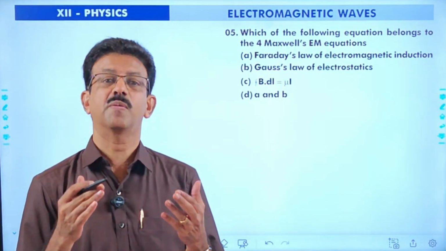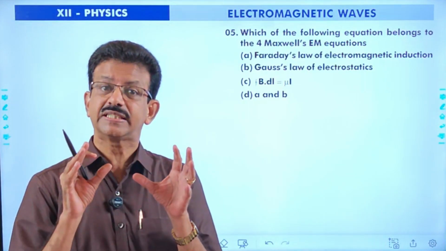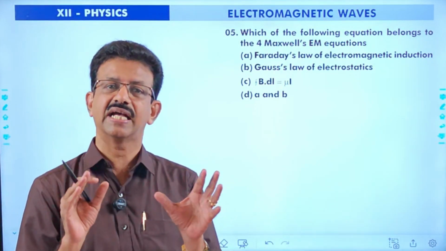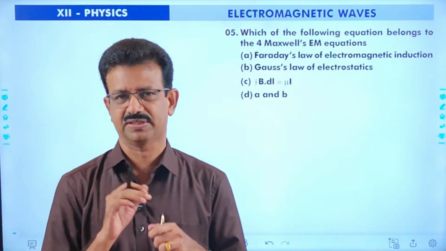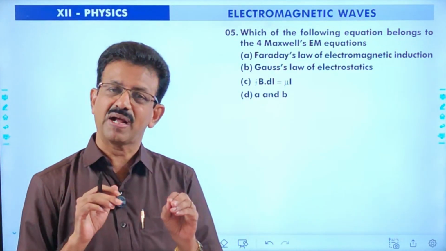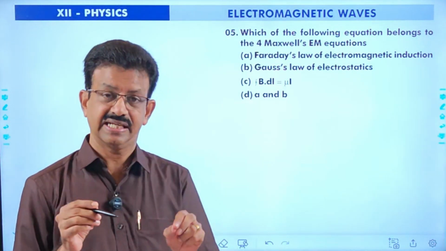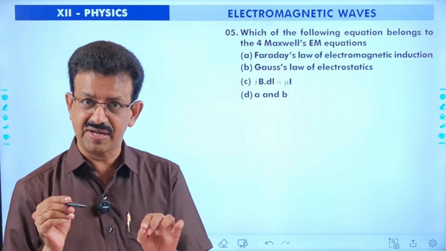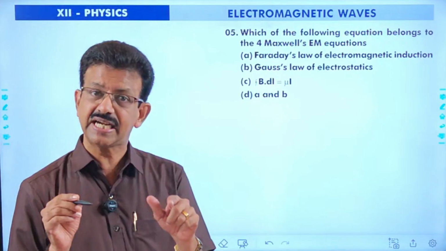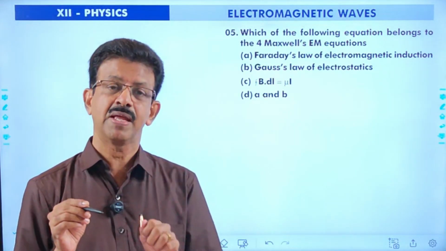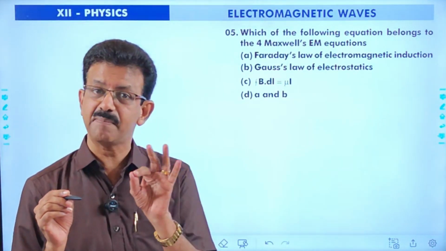Next question is about Maxwell's electromagnetic equations. Maxwell selected 4 standard equations as electromagnetic equations, which are to be satisfied by all electromagnetic waves. Then, according to Maxwell, an electromagnetic wave has electric field and magnetic field in 2 perpendicular directions, and the propagation direction of the wave will be perpendicular to both the electric and magnetic fields.